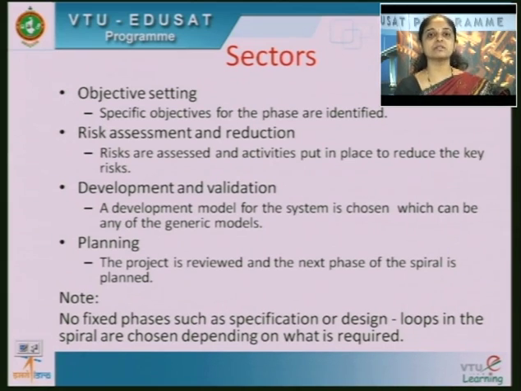Now, based on the system here, this is what I told you, inside the spiral model, you can decide on a model for development. Either you can decide on a waterfall model, a prototyping model, an incremental model, whatever type of model you wish to, based on the requirements, you are going to decide on the development model for the system, which can be any of the generic models. Then you are going to plan.